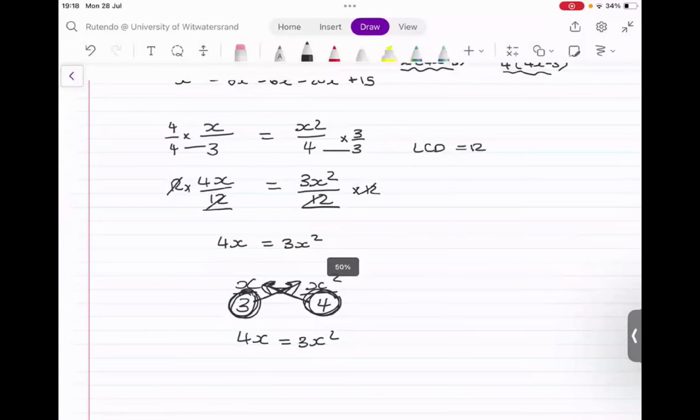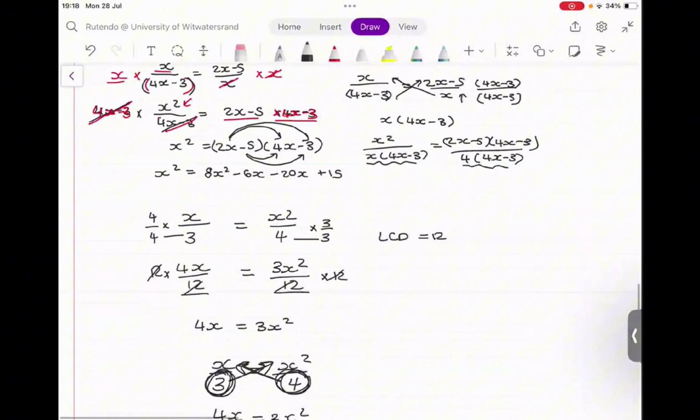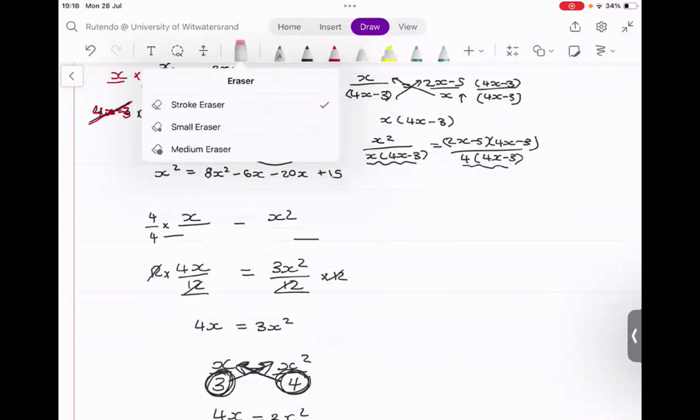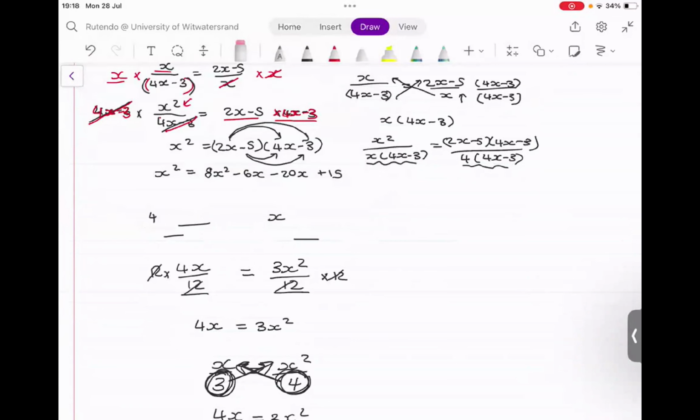Okay. Ooh, such a small eraser. I don't know how to make it bigger. Okay, so here we're just going to continue. So hopefully that makes a little bit more sense.